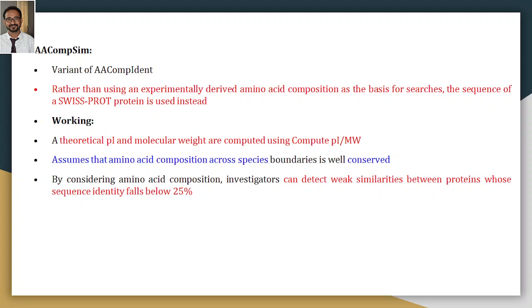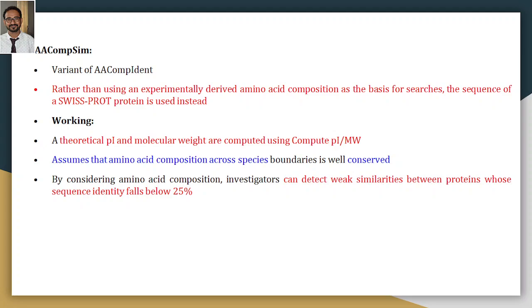Instead, a theoretical pI and molecular weight are computed using Compute pI/MW, that is molecular weight and isoelectric point, the parameters we are talking about. Now that assumes that the amino acid composition across the species boundaries is well conserved. Imagine it is having good conserved regions.